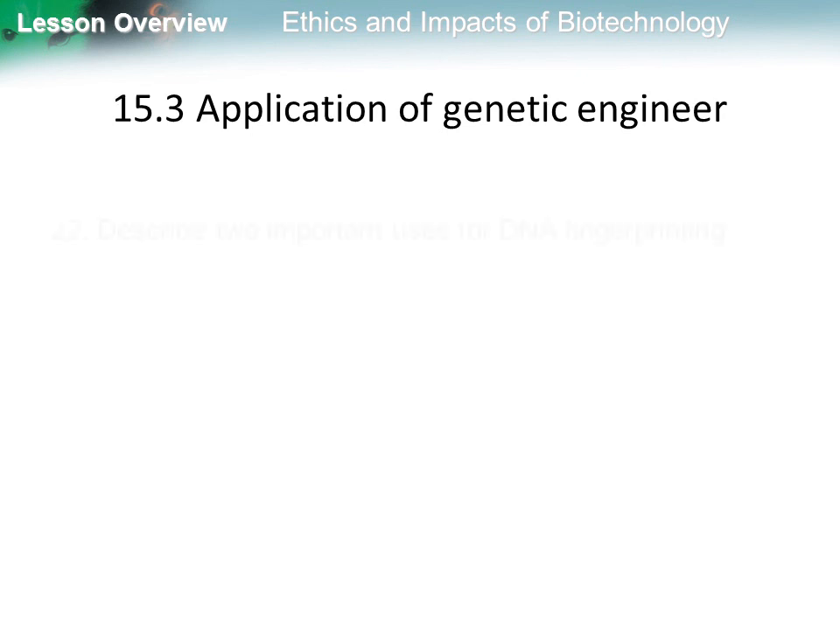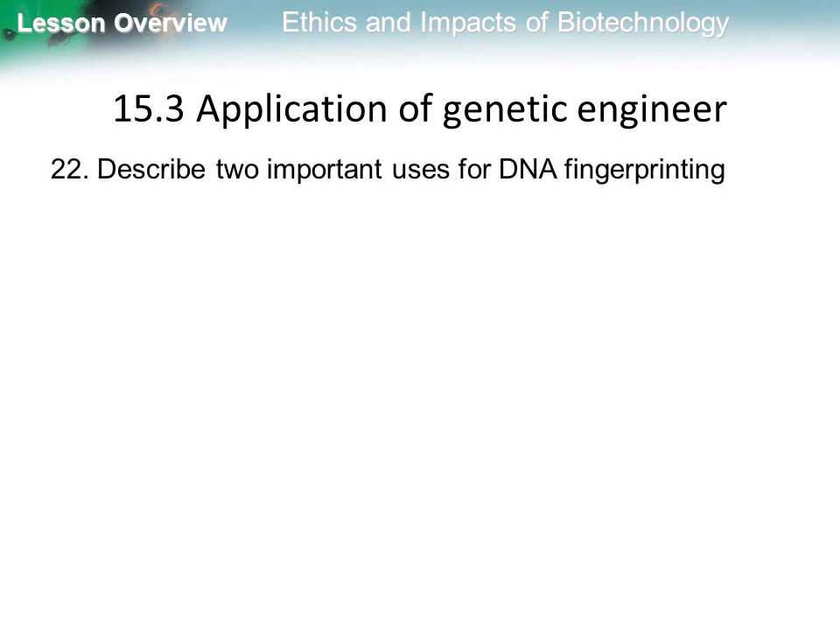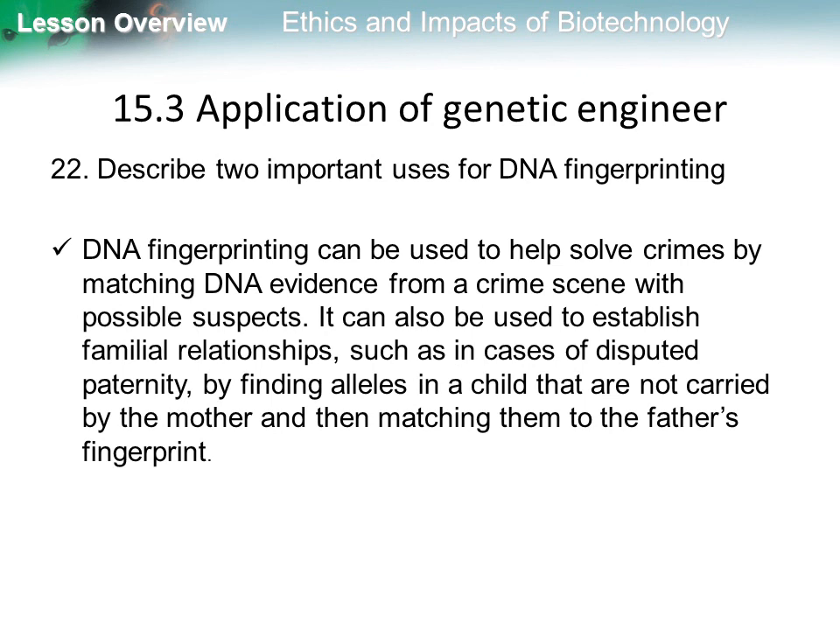Let's see another question. Describe 2 important uses for DNA fingerprinting. This is a very important question. Let's see the answer. DNA fingerprinting can be used to help solve crimes by matching DNA evidence from a crime scene with possible suspects. It can also be used to establish familial relationships, such as in cases of disputed paternity, by finding alleles in a child that are not carried by the mother and then matching them to the father's fingerprint.